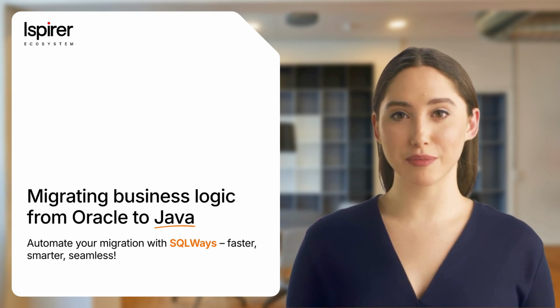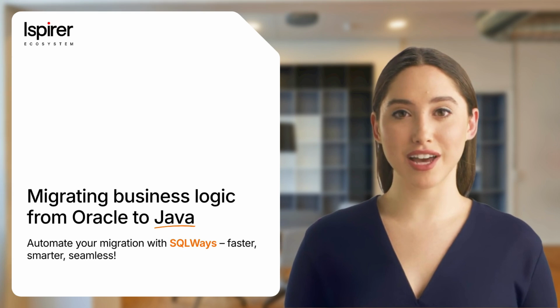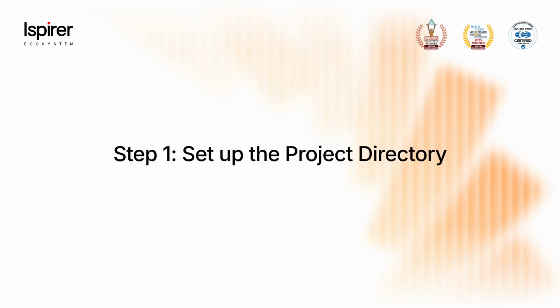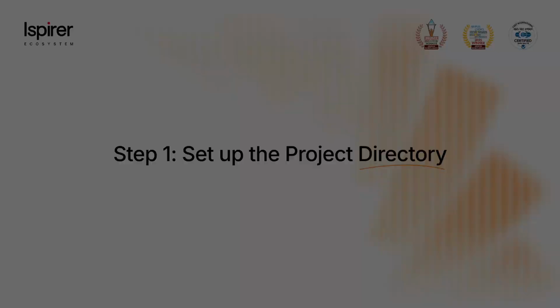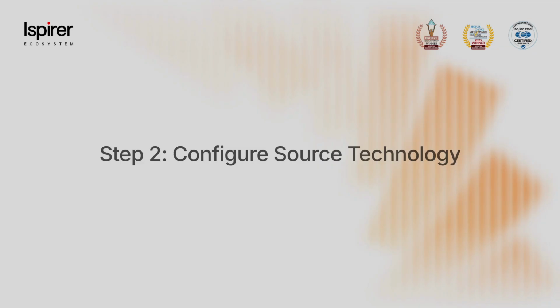Whether you're scaling for performance or modernizing your systems, automation makes migration faster and easier than ever. Let's start. First, we create a migration project directory. This acts as a workspace, storing auto-generated files like Java classes, properties, and configurations.